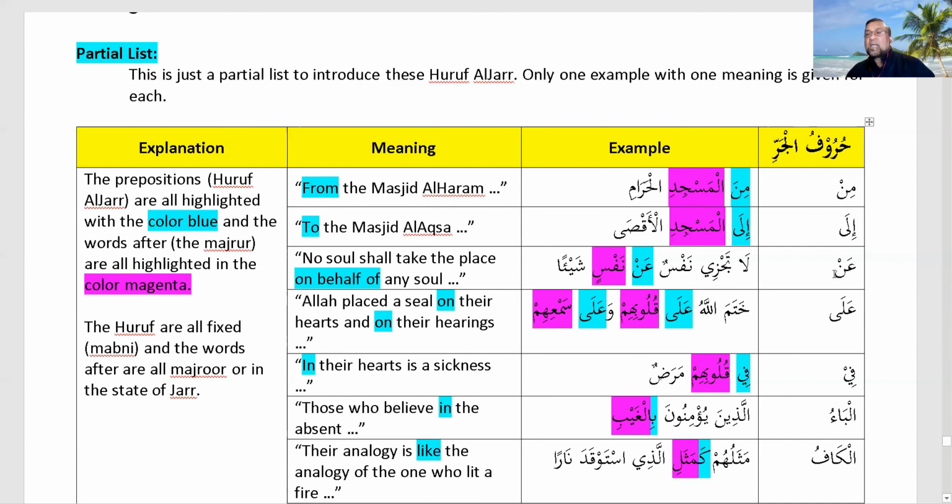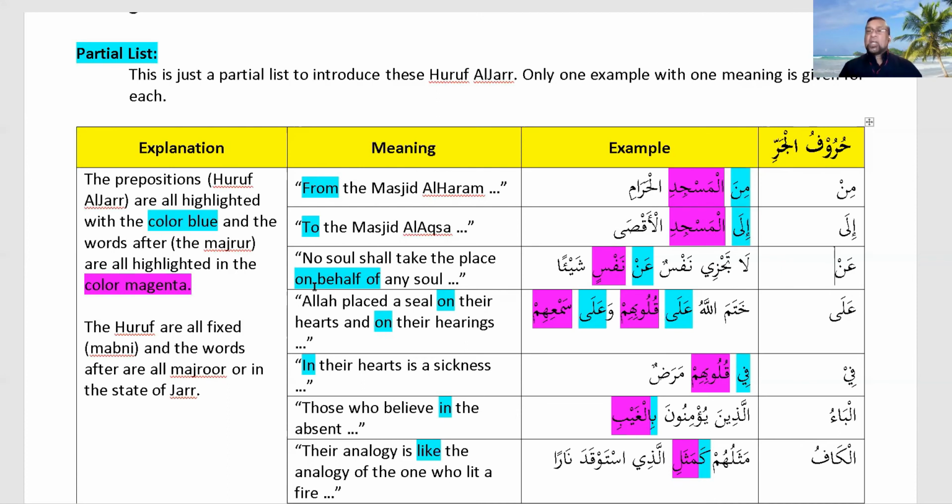'An, harf jarr. 'An, as in: la tajzi nafsun 'an nafsin shay'an. No soul shall take the place on behalf of any other soul. Or actually, no soul shall benefit any other soul. So no one will carry the burden of another. La tajzi nafsun 'an nafsin shay'an. So no soul will suffice for another.